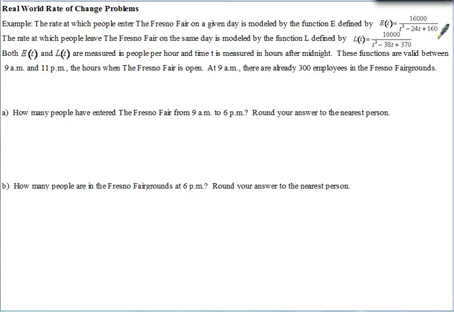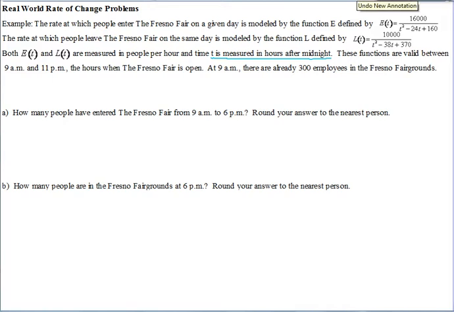And the rate at which people will leave the Fresno Fair on the same day is modeled by the function L, defined by L of t. Both E of t and L of t are measured in people per hour, and t is measured in hours after midnight. These functions are valid between 9 a.m. and 11 p.m., the hours when the Fresno Fair is open.